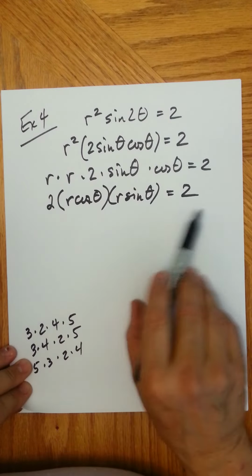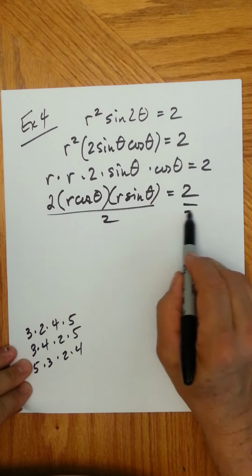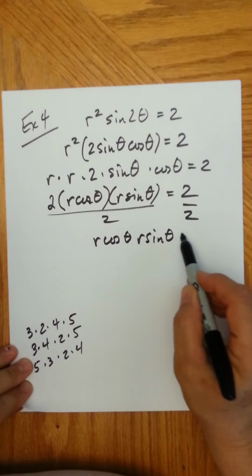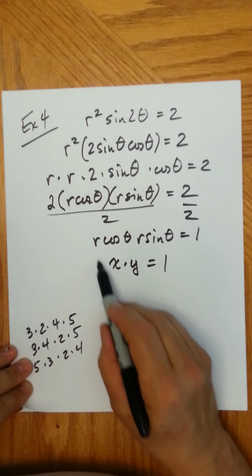Now we can divide through by 2, right? Let's do one thing at a time. So here we have r cosine theta, r sine theta equals 1, but we know this is x, we know this is y, so we have xy is equal to 1.